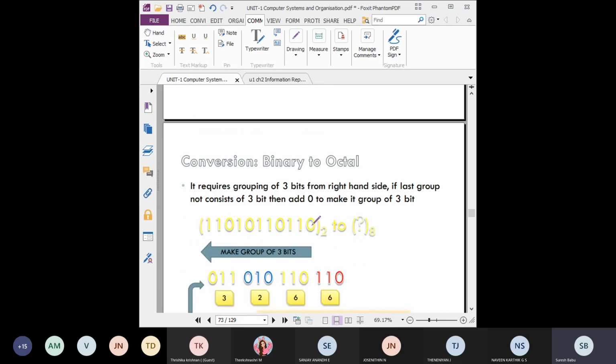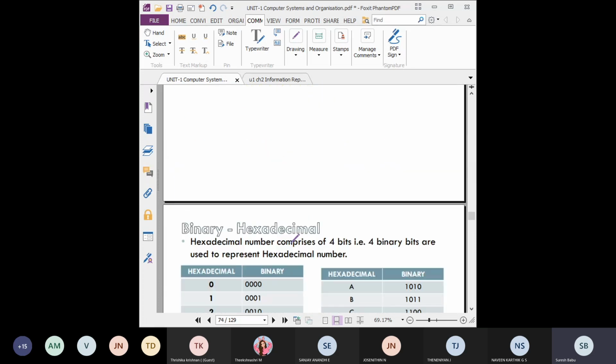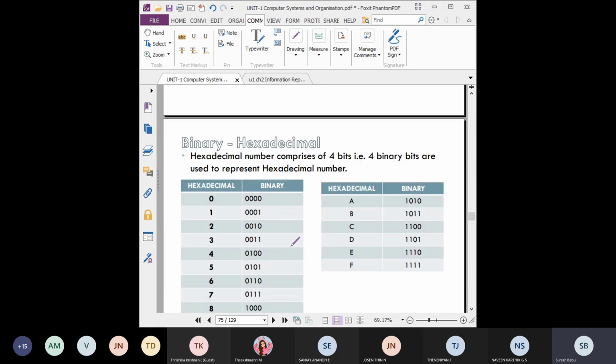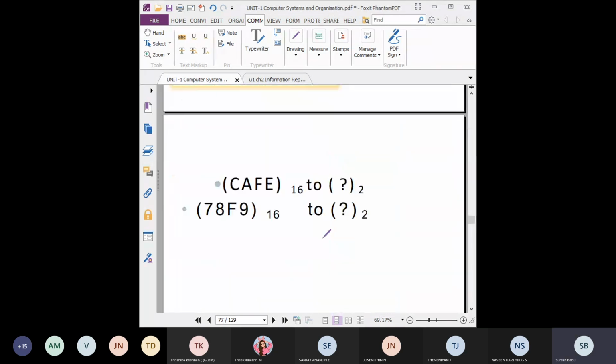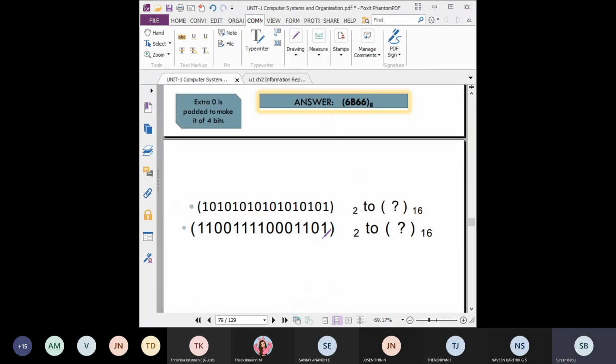Then do some practice. Binary to hexadecimal: this tabular column of 16 possibilities is very very important. I also explained how to make the tabular column. So do the practice, then only you can understand.